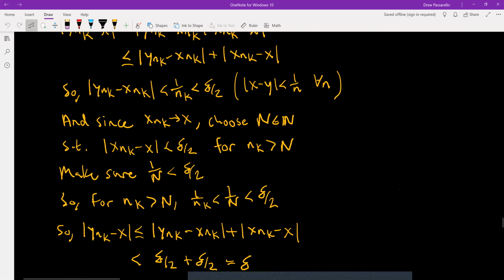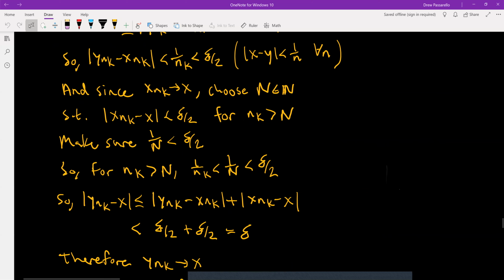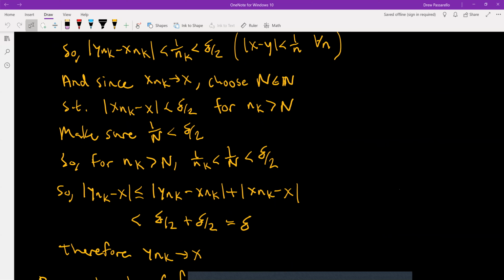So then for n_k greater than capital N, 1 over n_k is less than 1 over capital N, which is less than delta over 2. Then we have that the absolute value of y_{n_k} is less than or equal to the absolute value of y_{n_k} minus x_{n_k} plus the absolute value of x_{n_k} minus x, which is less than delta over 2 plus delta over 2, which is equal to delta for any delta. So that means we've shown that this subsequence y_{n_k} also converges to x.